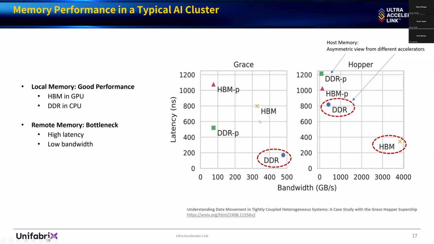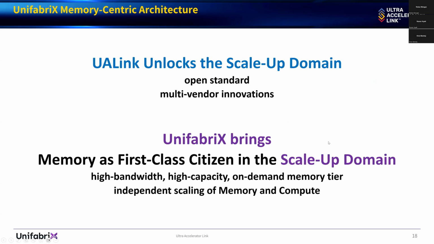When the CPU accesses the HBM of the tightly coupled, closed GPU, the latency grows higher, and the bandwidth is okay. Trying to access over the scale-up domain, the latency grows and the bandwidth gets smaller. This creates an opportunity for innovation. UALink practically unlocks the scale-up domain as an open standard, and it allows multi-vendor innovation.